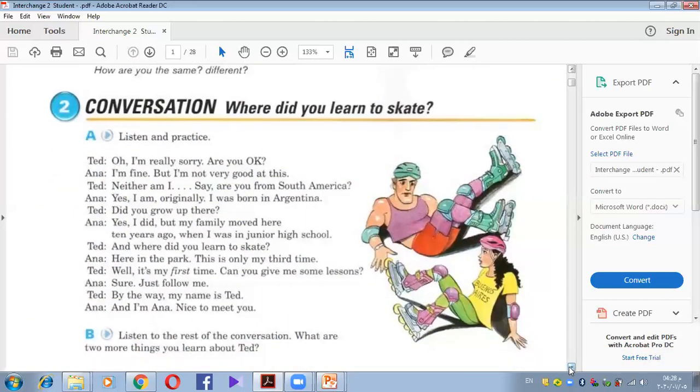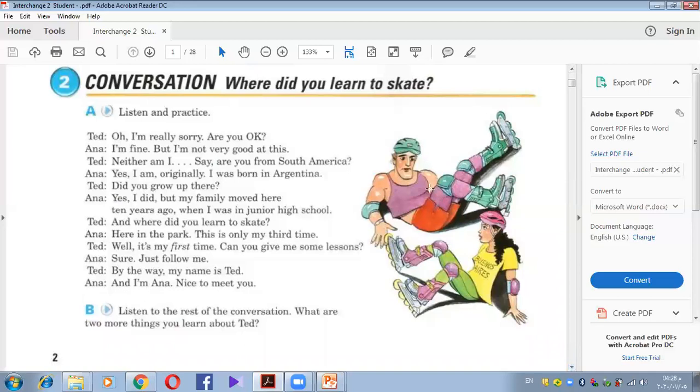Okay, let's move on to the second one. Where did you learn to skate? Okay, so do you remember skating, guys? We have taken this in the sports part, okay? We are going to listen to the conversation. If you have a difficult word, you can ask, and then we are going to listen to the rest.